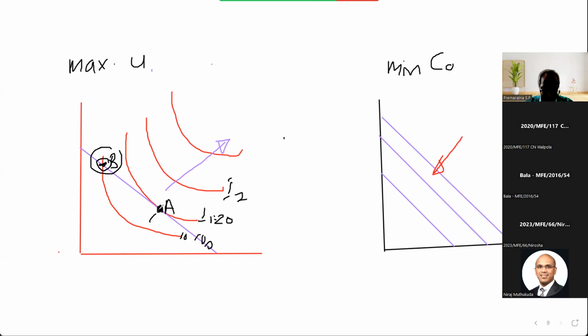What I try to say here: when you reach this point A, you can see the slope of the budget line equals the slope of the indifference curve. That's what happens. MRS equals the price ratio at that point. MRS is the slope of the indifference curve, and the price ratio is the slope of the budget line.